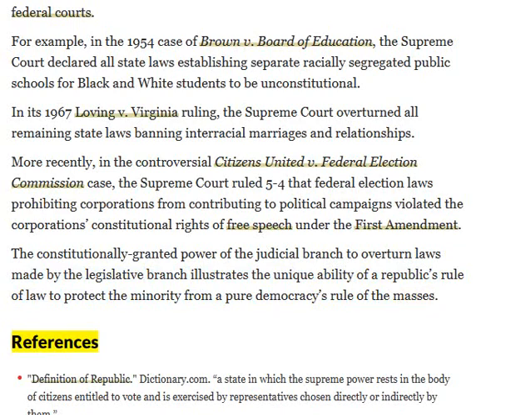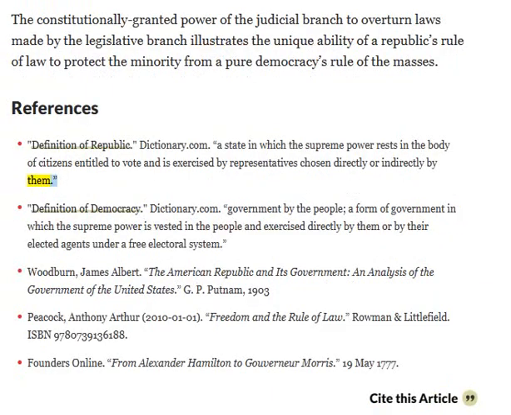References. Definition of republic, Dictionary.com: a state in which the supreme power rests in the body of citizens entitled to vote and is exercised by representatives chosen directly or indirectly by them. Definition of democracy, Dictionary.com: government by the people; a form of government in which the supreme power is vested in the people and exercised directly by them or by their elected agents under a free electoral system.